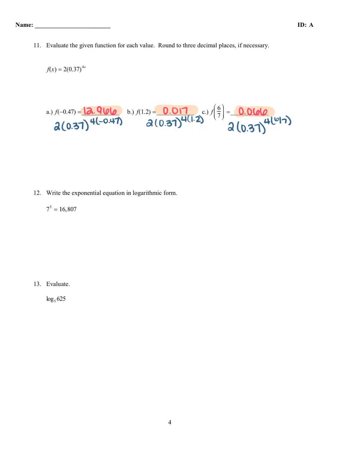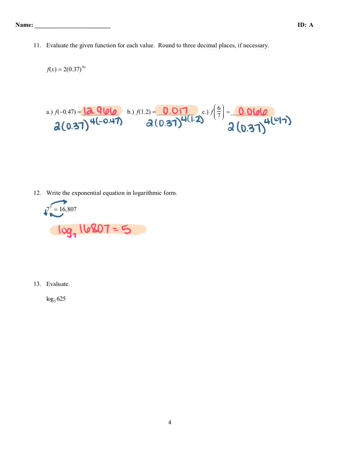For number 12, we're writing the exponential equation in log form. So we have 7 to the power of 5 is equal to 16,807. We're going to drop down that 7 as our base. The 5 is going to become our answer, and that 16,807 becomes the number after that log. So it's going to give us log 7 of 16,807 is equal to 5.